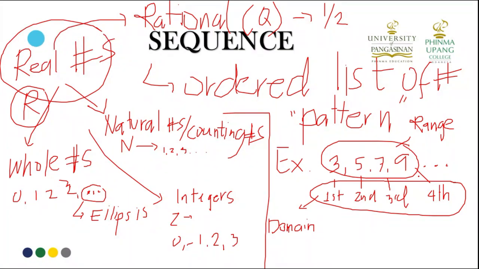And what is the domain again? Domain is the relative position. And again, 3 is what we call a term. So what is 5? It is also called a term. Term, term, term. So we have 4 terms here in our example, which are 3, 5, 7, and 9.